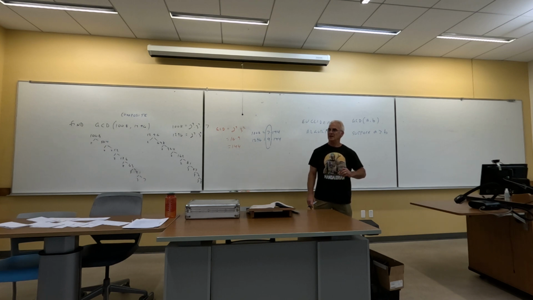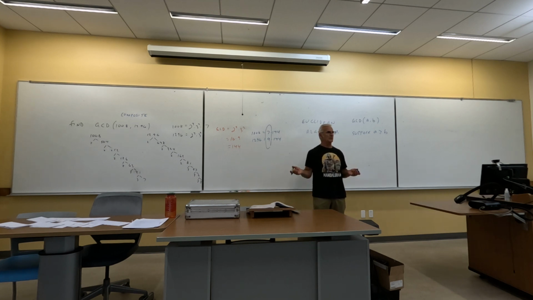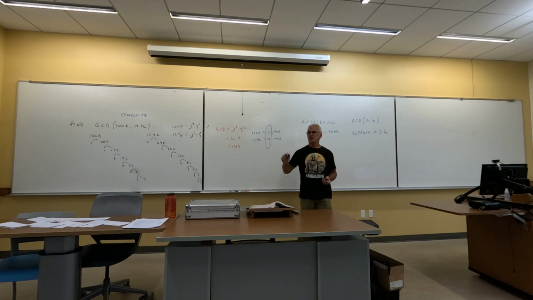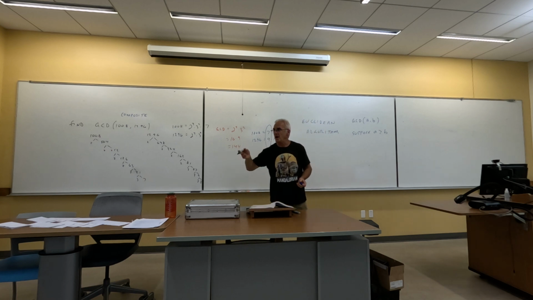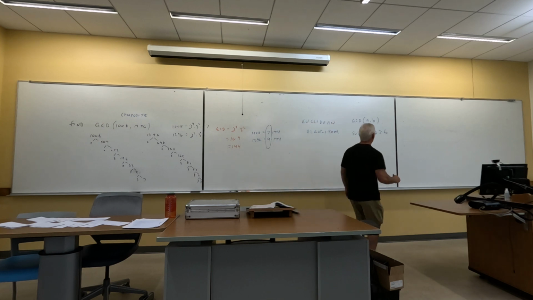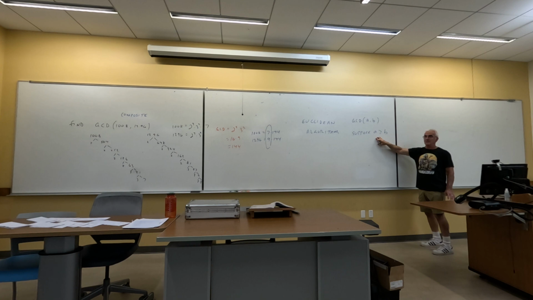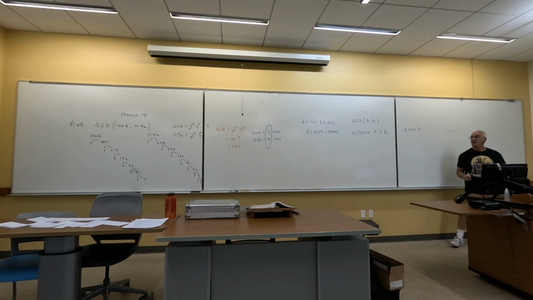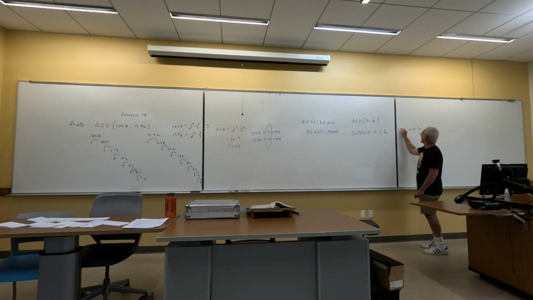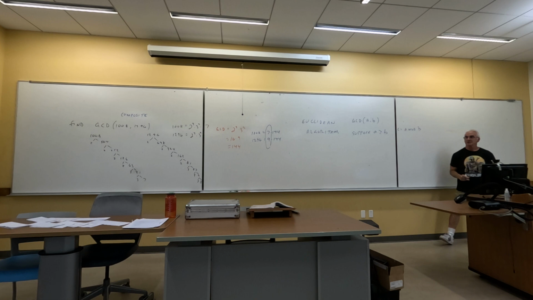But 6 and 10 have a common factor, agreed? What would their common factor be? 2. 6 goes into 10 one time and there's a remainder. It's about remainders that I want to get to. So if I said, let's assume that A is bigger than B. So here's what I want. I want A mod B. Let's just say hypothetically that C is equal to A mod B.